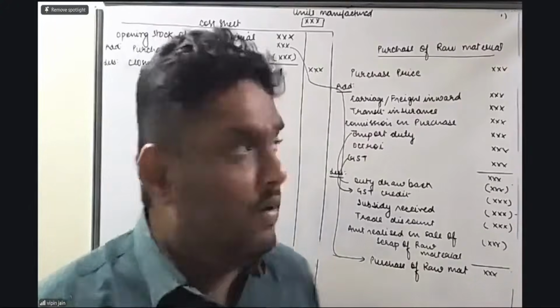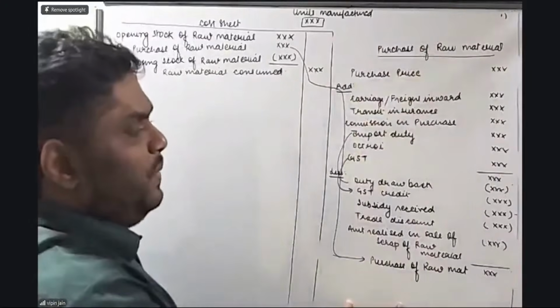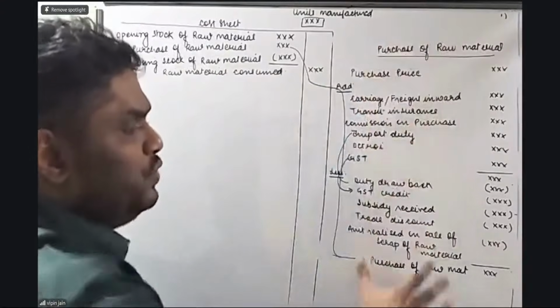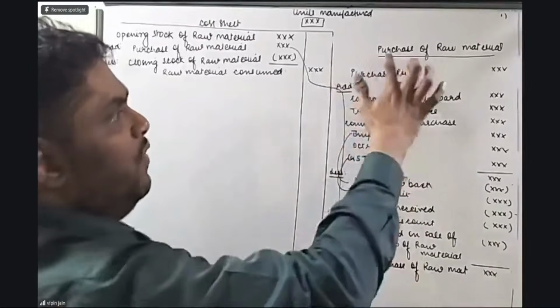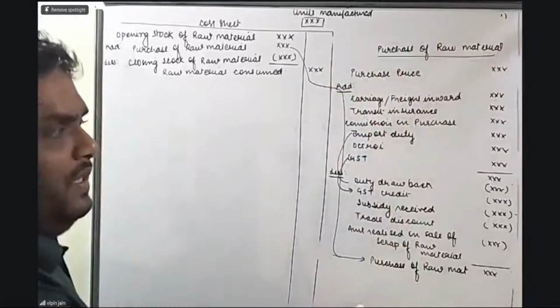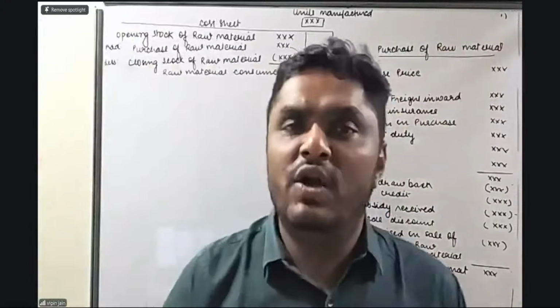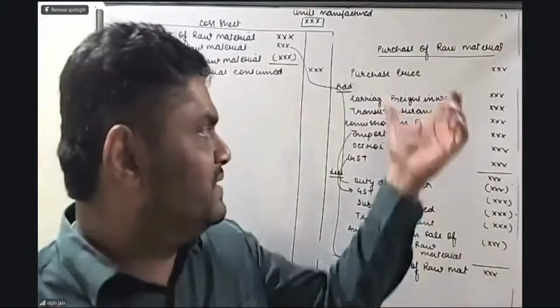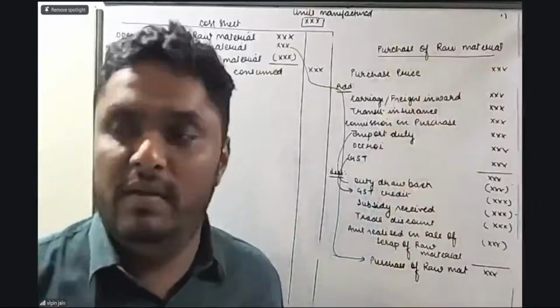Okay, so now, very important, guys, I'll be erasing this part. So I request you to copy this explanation at least. What will be included in the purchase of raw material? This explanation is not given anywhere. That's why I'm requesting you to copy this part, please.